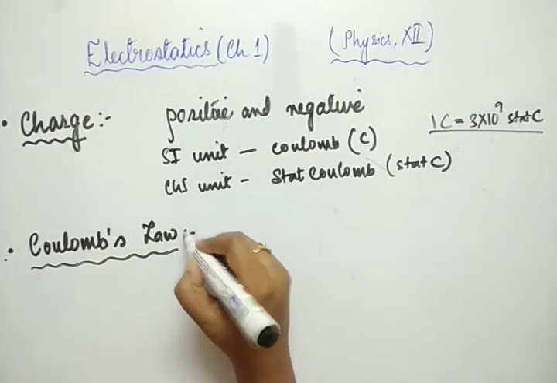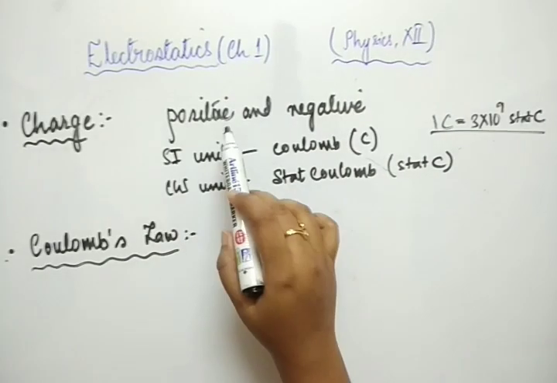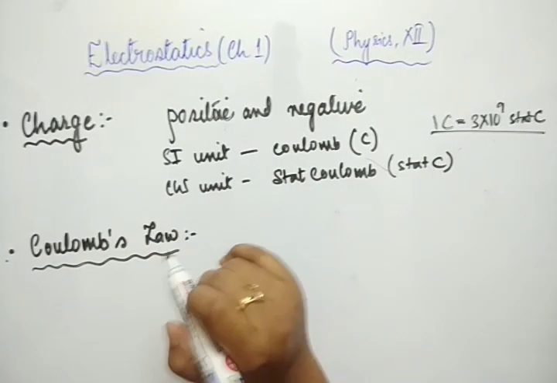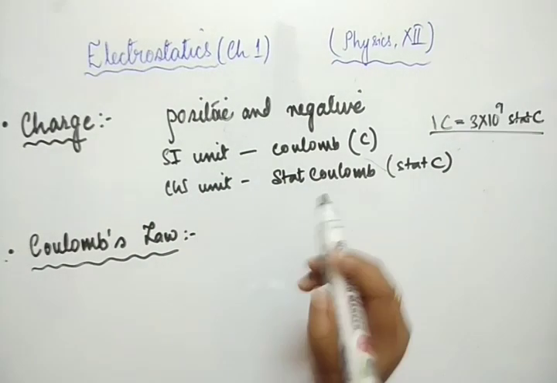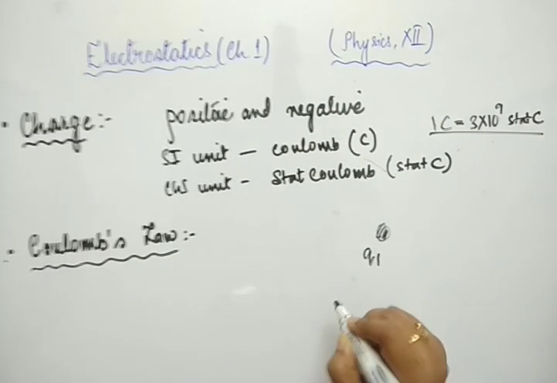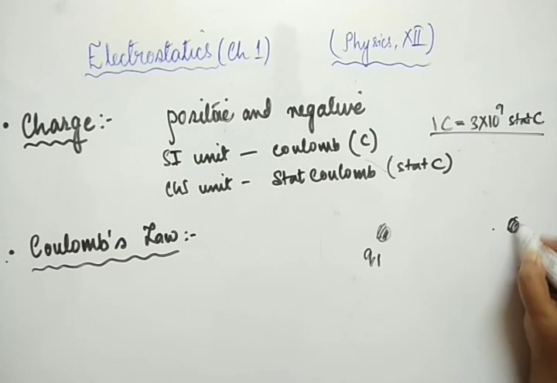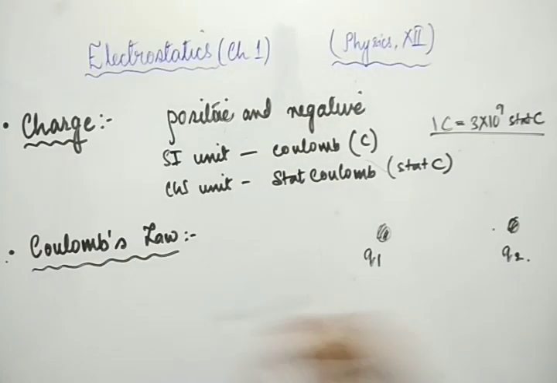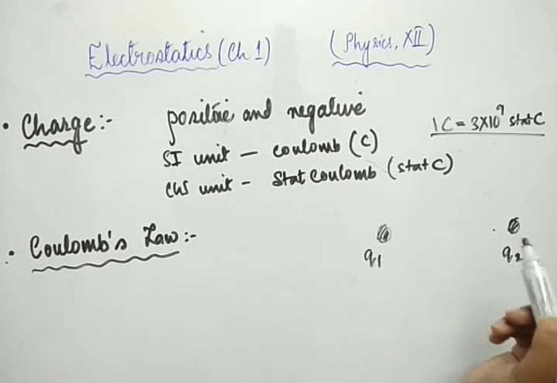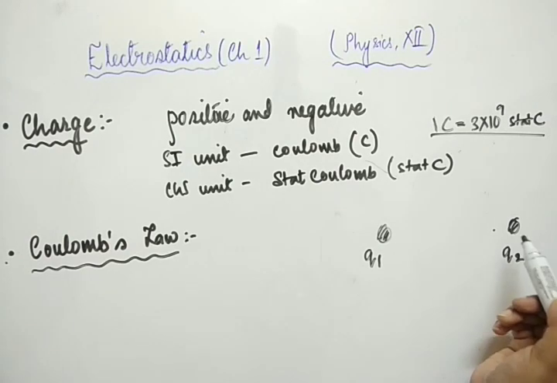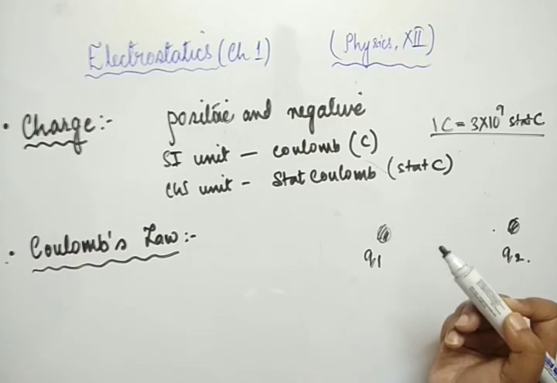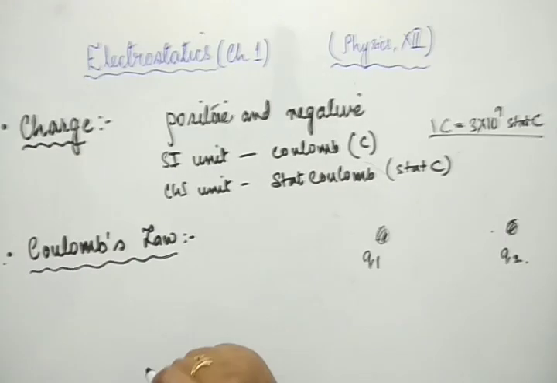Now, this charge, whether it be positive or negative, can develop forces of attraction or repulsion between each other. Suppose this is charge Q1 and we take another charge Q2. Let both be positive. Now these two charges will develop mutual attraction or repulsion based on their polarity. What is the meaning of polarity? It means whether they are positive or negative. Okay, so what did Coulomb state?